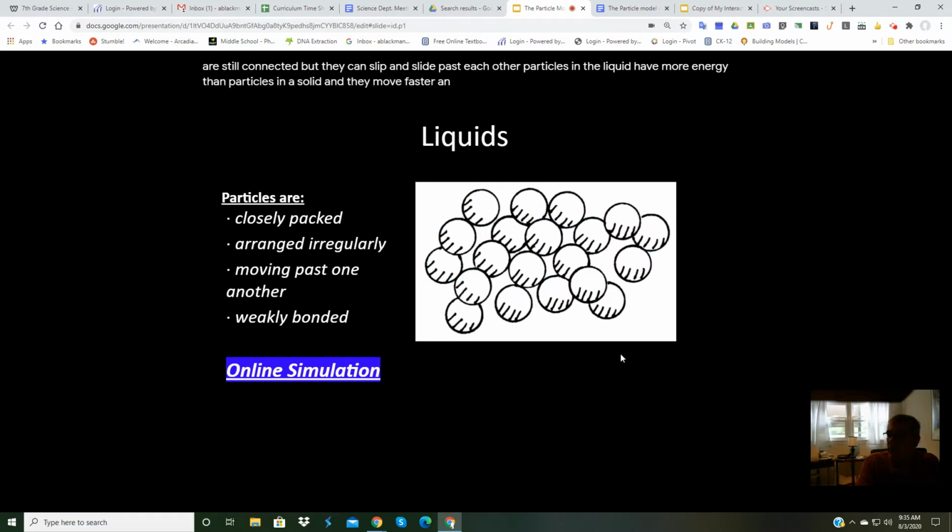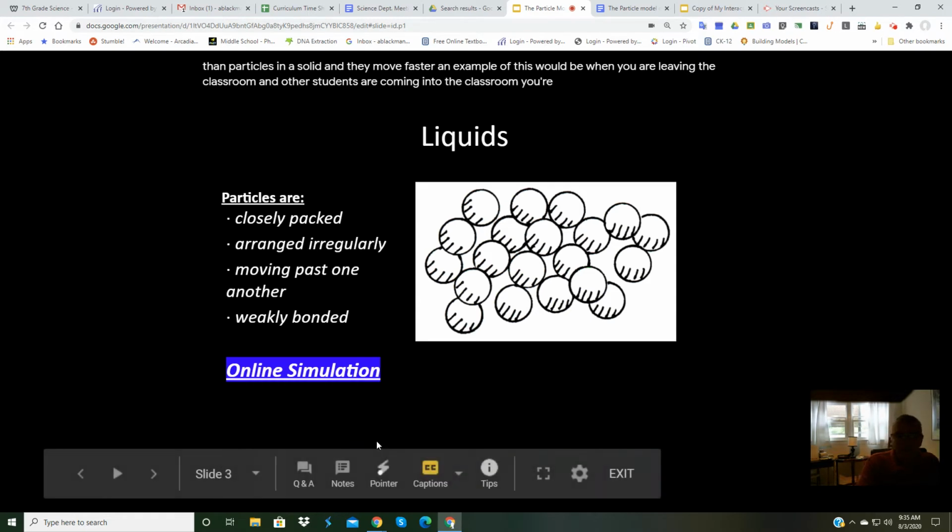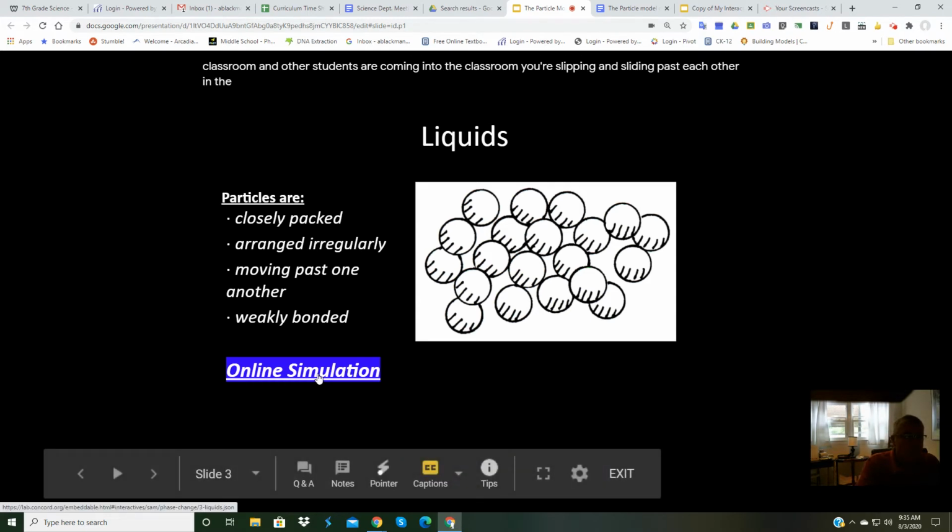An example of this would be when you are leaving the classroom and other students are coming into the classroom. You're slipping and sliding past each other in the doorway.